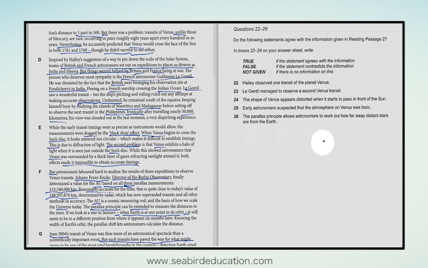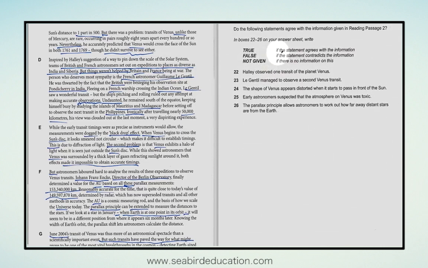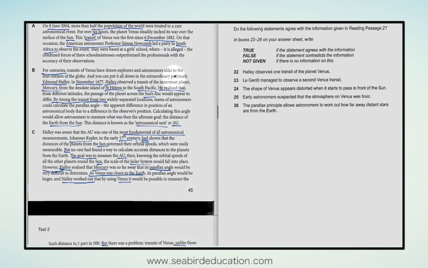And now true, false, not given, our favorite. Do the following statements agree? He observed one transit of the planet Venus. That's false. Did he personally observe? He observed a transit of the innermost planet, Mercury. By timing the transit separately.